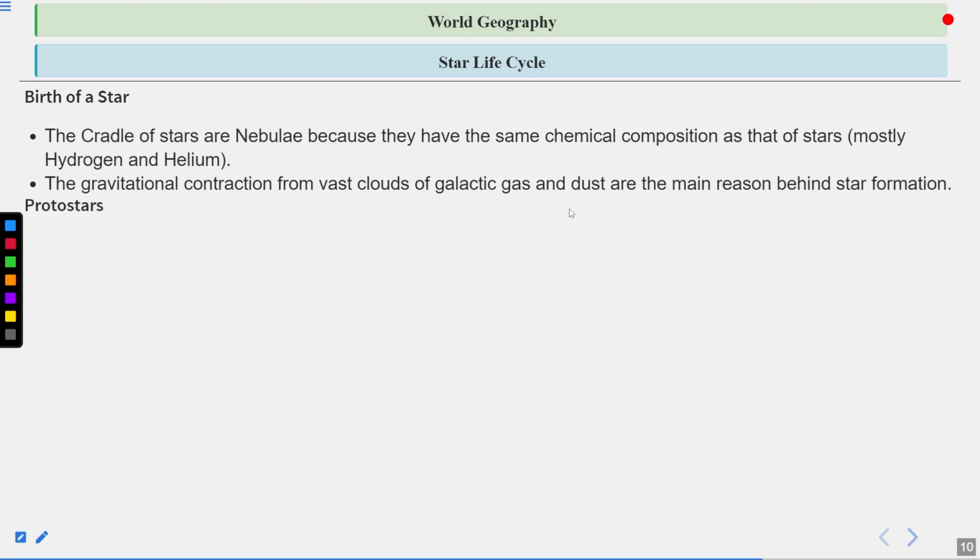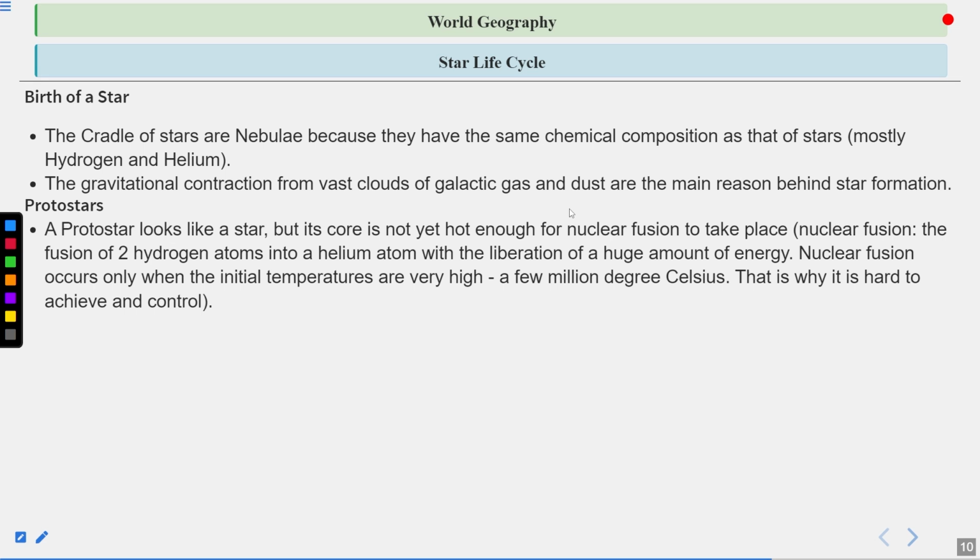Then protostars. A protostar looks like a star, but its core is not yet hot enough for nuclear fusion to take place. Nuclear fusion, the fusion of two hydrogen atoms into a helium atom with a liberation of a huge amount of energy. Nuclear fusion occurs only when the initial temperatures are very high, a few million degrees Celsius. That is why it is hard to achieve and control. So basically, the nuclear fusion process is a very tough process because it requires a high temperature to achieve, and that is very difficult to achieve and control as well.